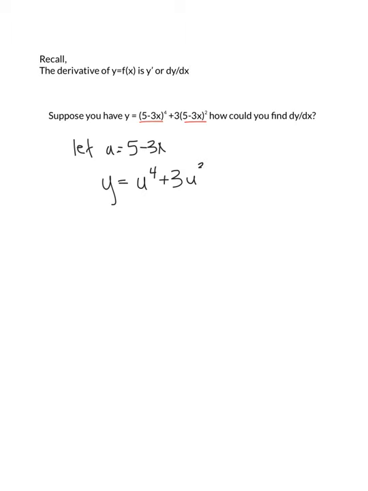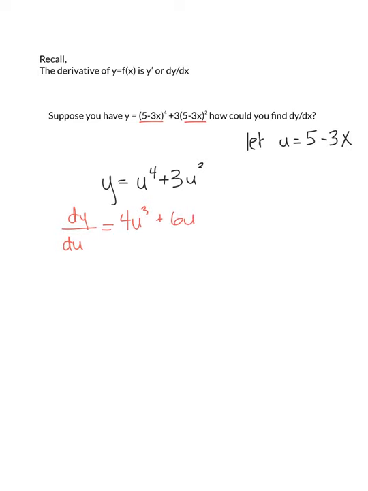Now I'm going to go ahead and find the derivative. Here I'm going to have dy by, normally I would write dx. There are no x's in this equation though, so I have u's. I'm going to have to say dy by du. Now we know that this is equal to 4u cubed plus 6u. Now I can't forget that I let u equal 5 minus 3x. So if I go over here and do du, the derivative of u with respect to x, because I have x's in here, I am going to get negative 3.